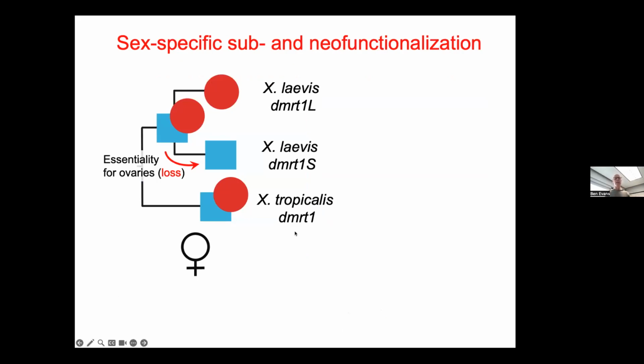So we see, for example, in females, that there's evidence for subfunctionalization in the sense that the DMRT1 gene appears to be necessary or essential for ovarian development, but that function was lost in DMRT1S, which formed in Xenopus laevis after gene duplication. So DMRT1S is dispensable for female differentiation.